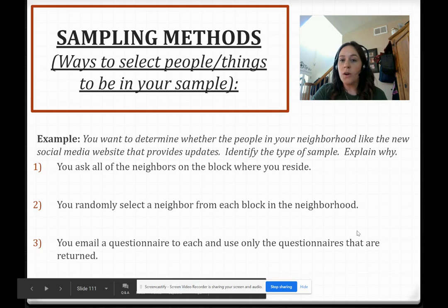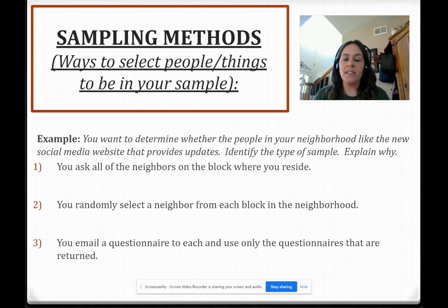All right, so we're going to try a couple. This says sampling methods and ways to select people or things in your sample. I gave you a few scenarios, and we're going to try and identify which sampling method is being described. Okay, so this says you want to determine whether the people in your neighborhood like a new social media website that provides updates. Identify the type of sample and explain why.